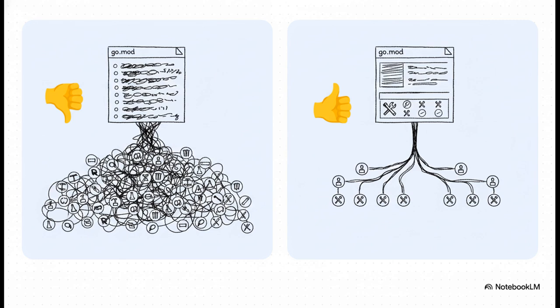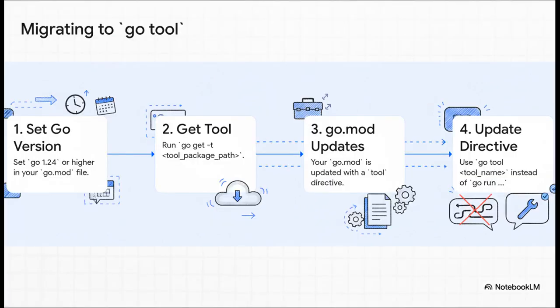But now, thank goodness, with Go 1.24, we have a proper first-class solution: the tool directive. And switching over is so easy. Make sure your go.mod says you're using Go 1.24, run go get with a new -tool flag, and then you just update your generate comments. Instead of that long, clunky go run command, you just write go tool and the name of the tool. It's so much cleaner.